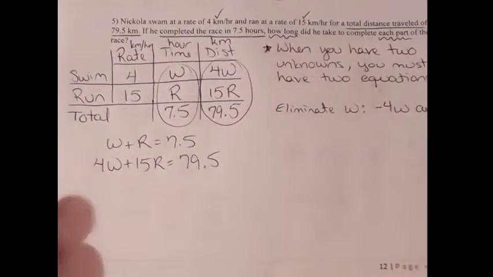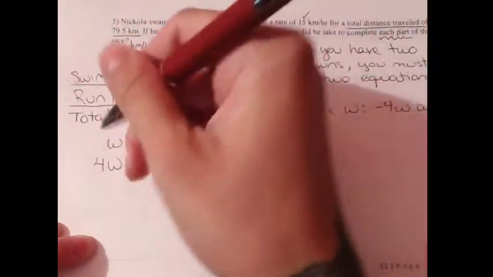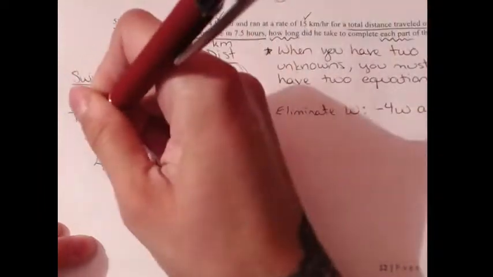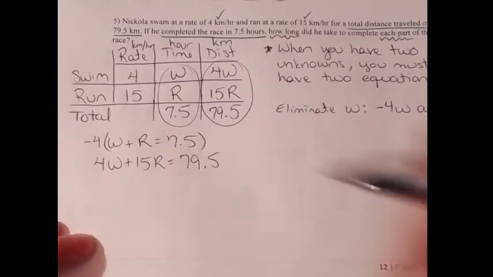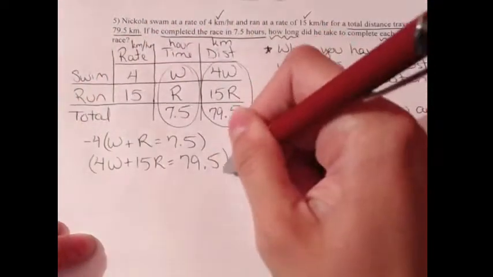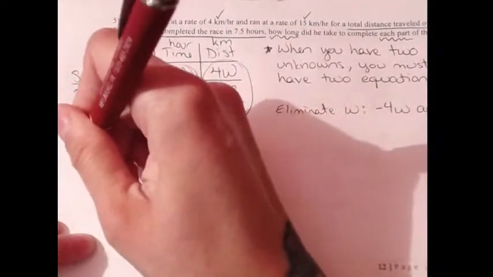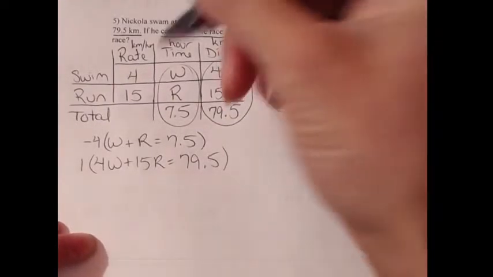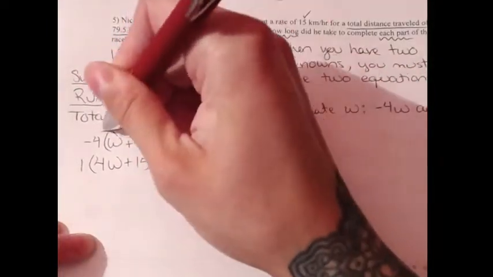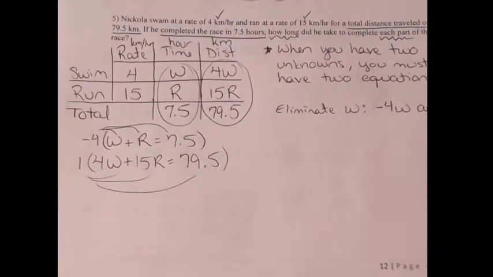So let's check it out. If I want my first coefficient here to be a negative 4, I'm going to take the entire equation and multiply by negative 4. For my second equation, I want it to be a positive 4W, and it already is. Again, if it helps, I'm just going to write that we're multiplying by 1. That's totally up to you. You don't need to indicate you're multiplying by 1, but why not? So we are going to draw the lines of distribution to show that we know exactly what we're doing.